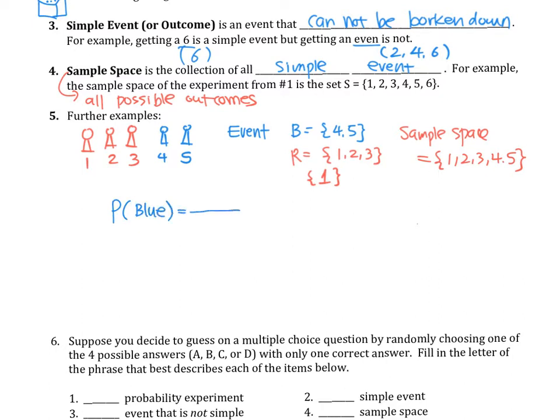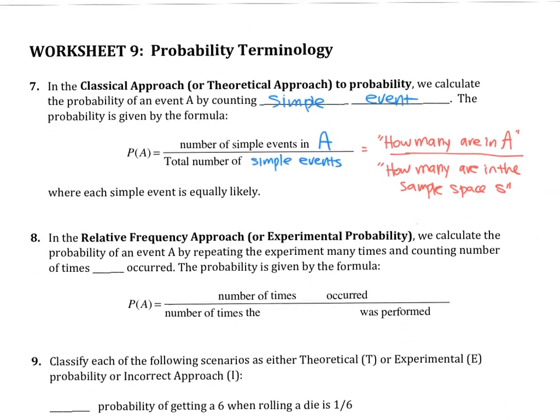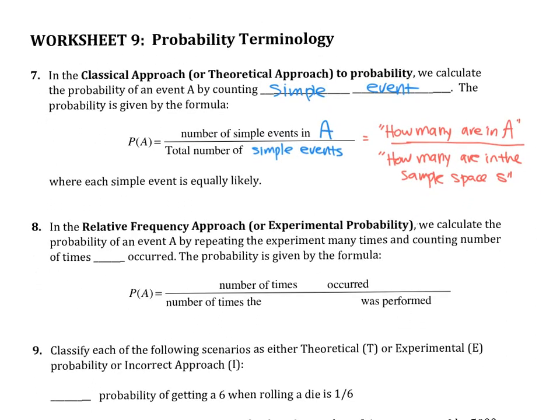Basically, I'm looking at the event, blue student event. They have number 4 and 5 student in it, so there are 2 students, so it'd be 2. And on the bottom, it'd be my sample space, which has 1, 2, 3, 4, 5 things in it, so 5. So this is how we'll be calculating this probability. So that's what the classical approach or theoretical probability is telling you to do.